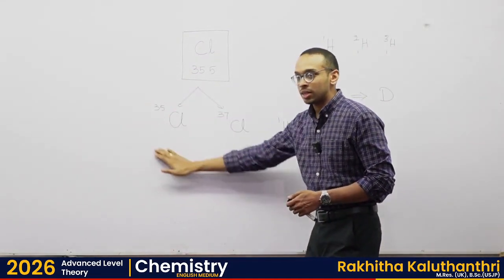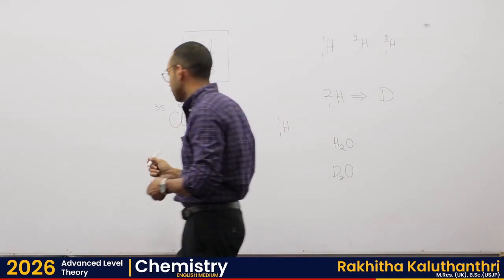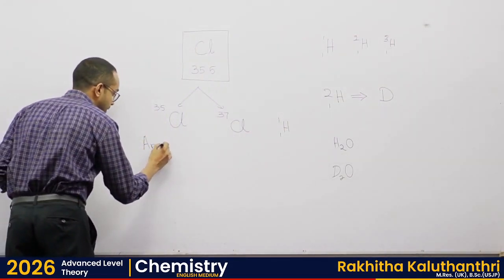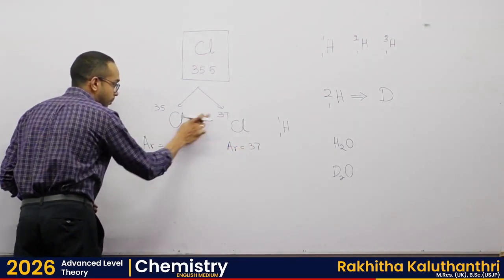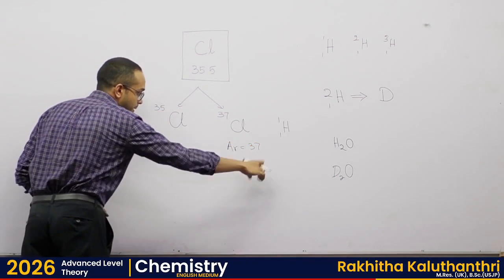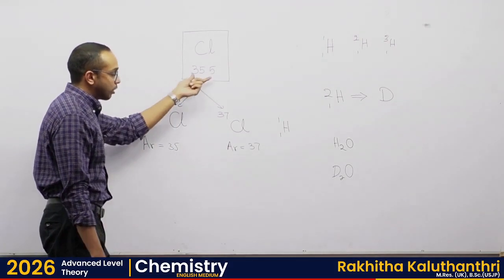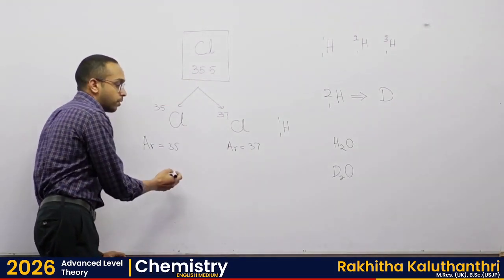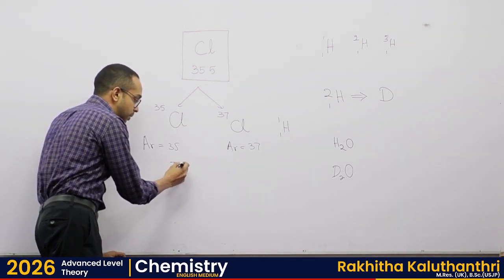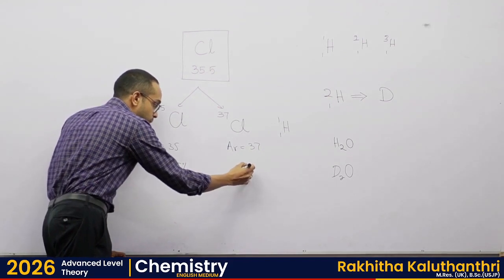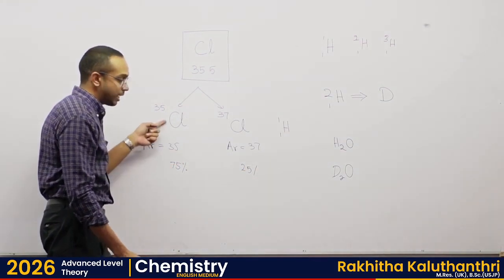For each isotope, we can calculate a relative isotopic mass. So imagine this has a relative isotopic mass of exactly 35, and this has an isotopic mass of 37. These numbers are mass numbers, these are relative isotopic masses. Now if you are trying to calculate an average for these types of elements, you have to consider their abundance as well. This is 75% abundant and this is 25% abundant. That means the majority of the sample is this light isotope.